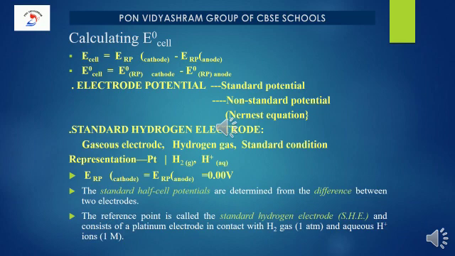Now, the second method, let me explain. It is non-standard condition. Means temperature must not be maintained at 298 Kelvin. Same way, pressure no need to maintain as 1 atmosphere. Concentration can vary. For this method, we will be using the Nernst equation. So, we will discuss the first method, standard hydrogen electrode.